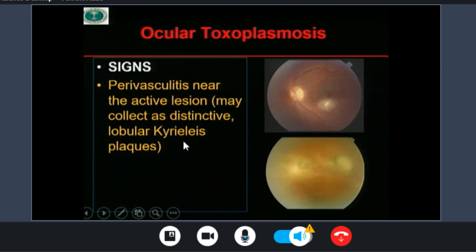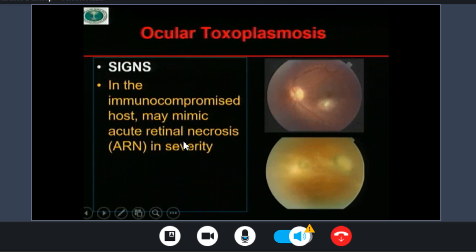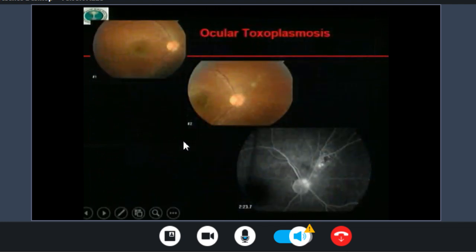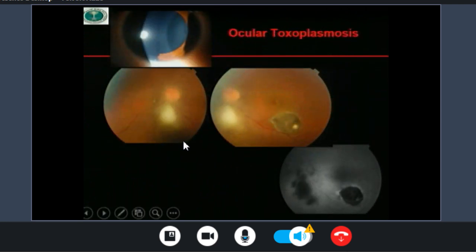Retinal vasculitis in the active lesions might be seen, as we see in this patient, who has vasculitis, what we call Kyrieleis plaques or lines. In the immunocompromised patient, it might mimic acute retinal necrosis. This is a patient with an acute focus of unifocal retinitis that showed the headlight in the fog. When looking at the fluorescein angiography, we can see the sign of double ring in these patients. Another patient might have only small lesions adjacent to old scars, associated with localized vitritis, as you see in this patient. If it is too close to the optic nerve, it might be associated with neuritis. Another patient has another area of retinochoroiditis with an old scar on the other side and some sort of vasculitis.